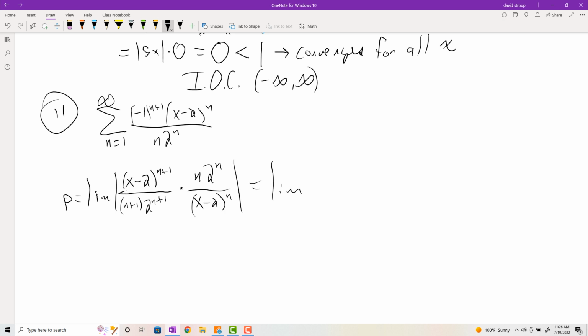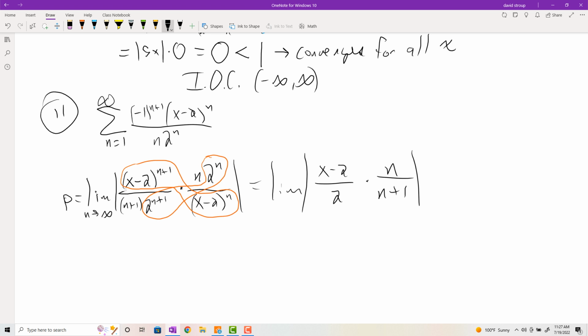So we'll have the limit of, and again you can begin by simplifying. That will just give you x minus 2. Then you could simplify the 2^n all over 2^(n+1). That'll just be 1/2, so x minus 2 over 2. And then you have this n all over n plus 1. Because the limit is dependent on n, as n goes to infinity, you could factor out anything that's not dependent on n. So you could factor out the x minus 2 over 2, but you have to keep the absolute values on it.